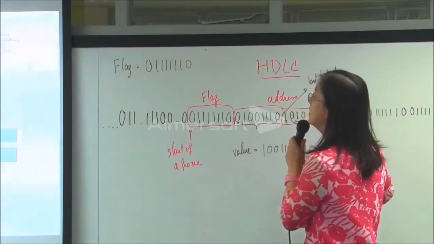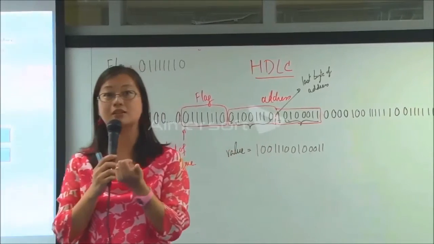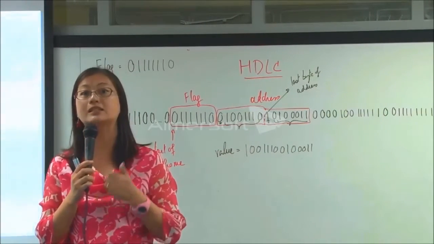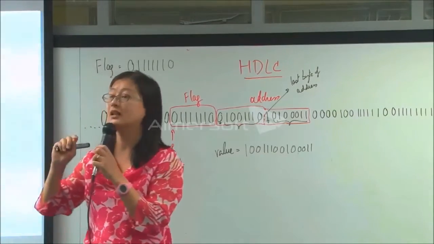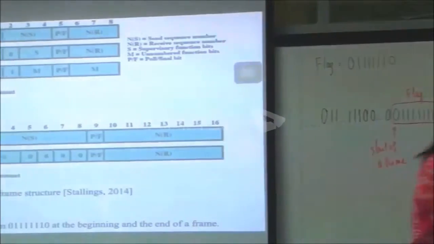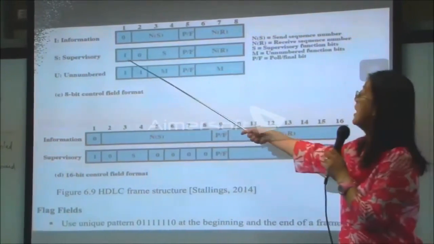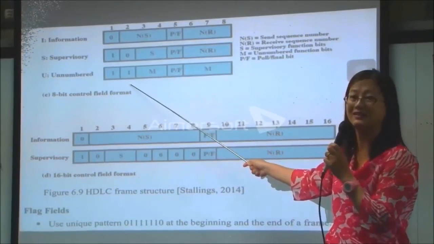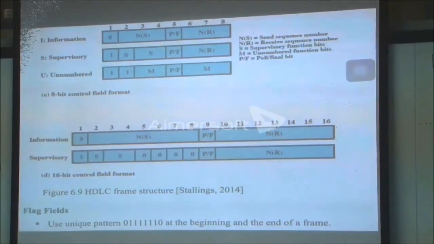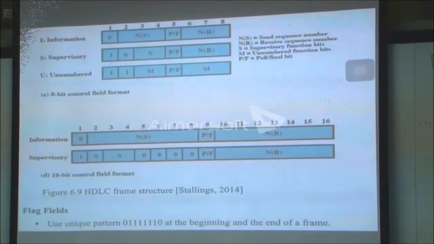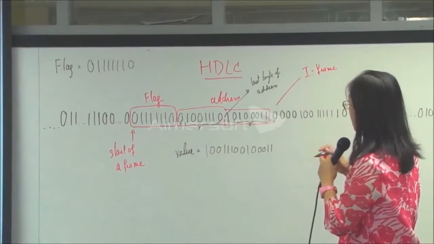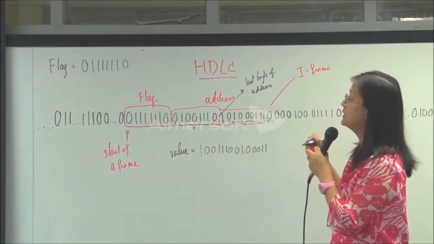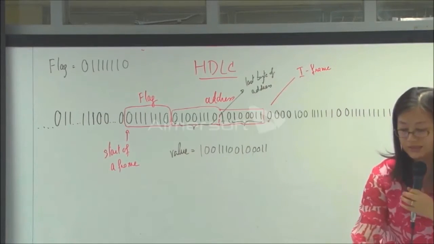Anyway, the next field is control. In HDLC there are three types of frames. The first one is information frames. The information frame starts with 0, if you look at your slide. The supervisory frame will start with 1 0 and the unnumbered frame will start with 1 1. Now look over here, this starts with 0, so this is an information frame. This tells us that what we are sending is an I frame. Now how about the next 3 bits? The next 3 bits tell you the sequence number.